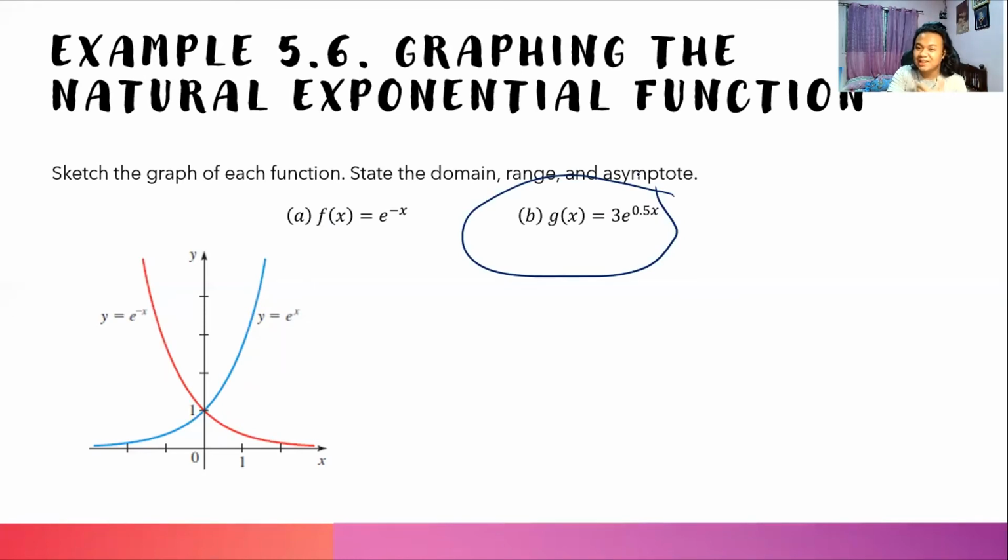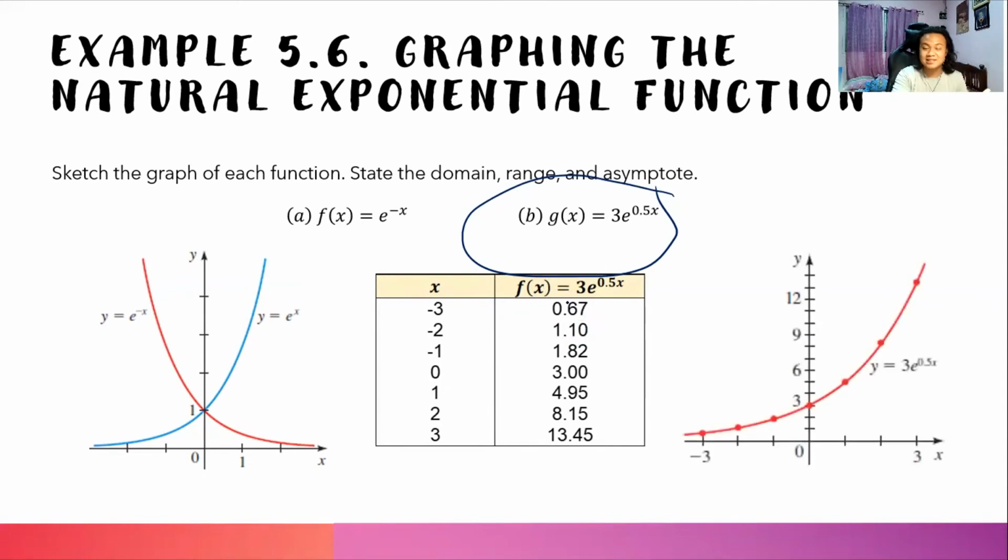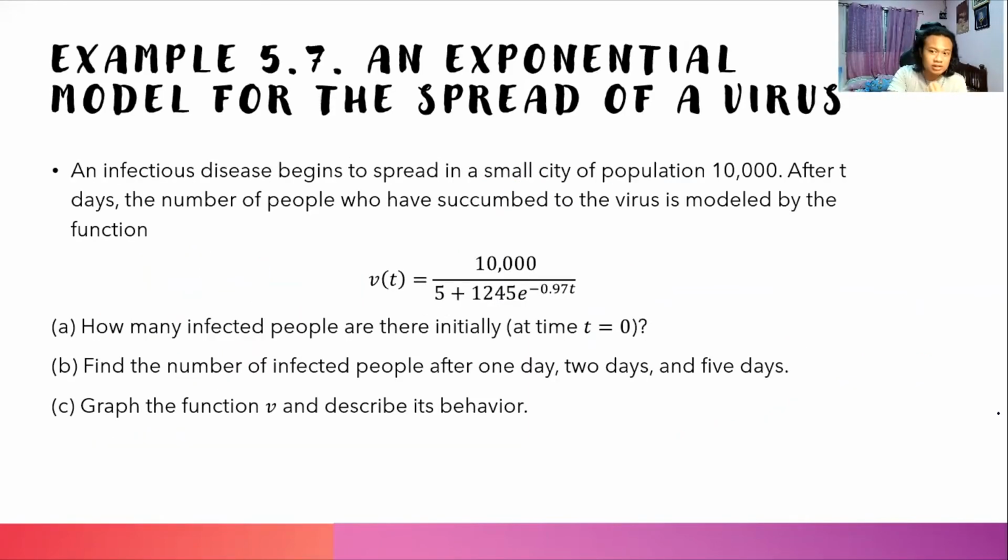You have to list a table of values. Solve these in your calculator, get the values, and then you can graph it like this. That's the graph of 3 times e to the 0.5x. Since we have no basis graph, you have to graph it by plotting points.